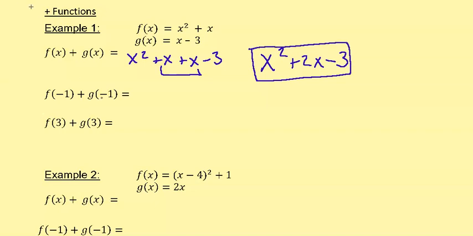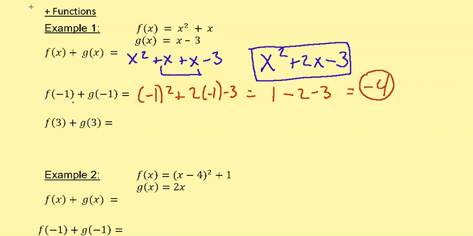We have f of negative 1 plus g of negative 1. Plug in negative 1 for the x. It'll give you 1 minus 2 minus 3, and that would equal negative 4. If you did them separately, f of negative 1 would be 0, and g of negative 1 would be negative 4. Add those together, you get negative 4.